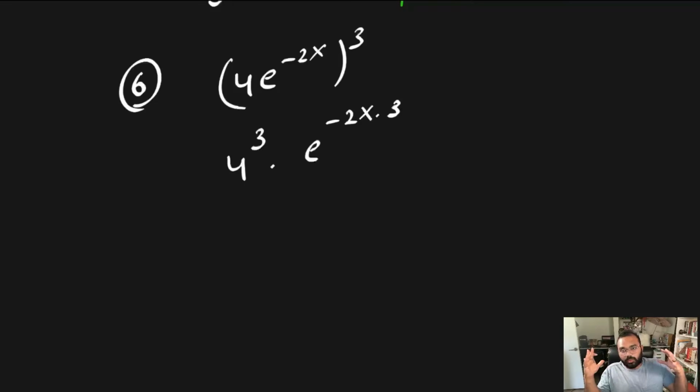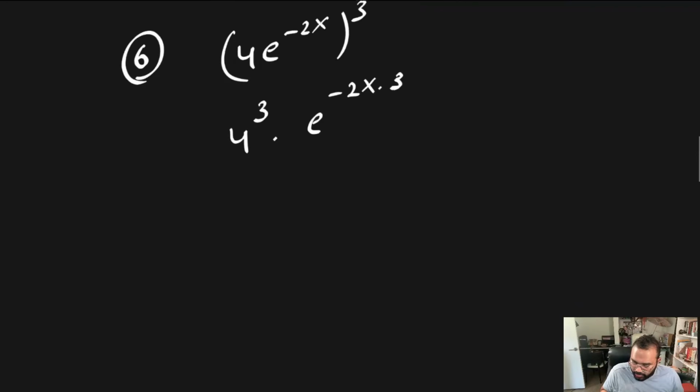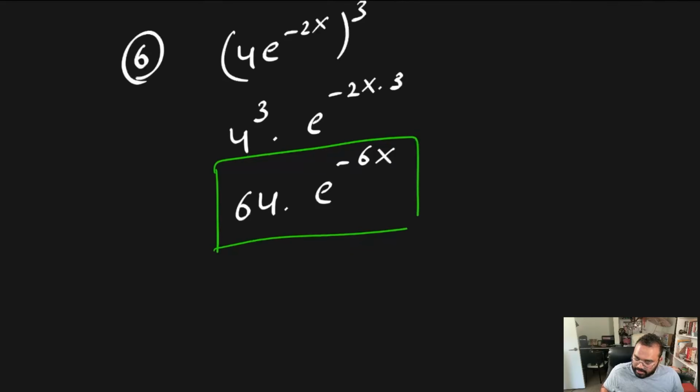So when you remove the parentheses, you are basically distributing that exponent to both 4 and negative 2x. So 4 cubed is 64, and e to the power of negative 2x times 3 is negative 6x. So the answer for this question is 64 times e to the power of negative 6x.